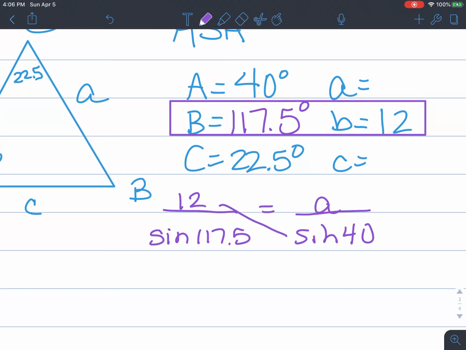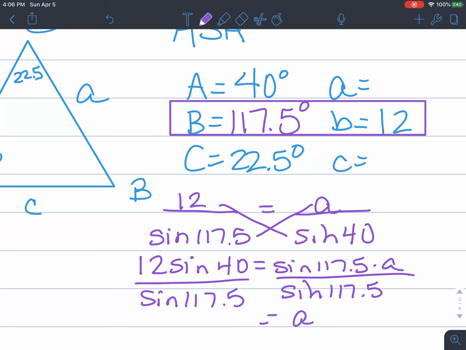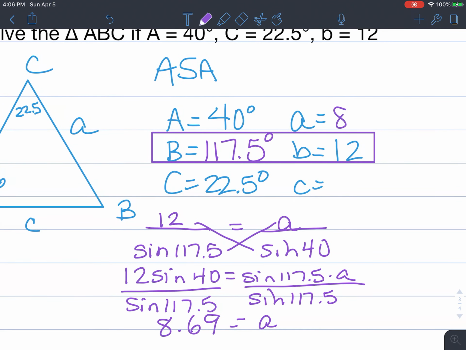So 12 sine 40 equals sine 117.5 times A. Divide by sine 117.5. 12 sine 40 divided by sine 117.5 is 8.69. So let's write that up here.